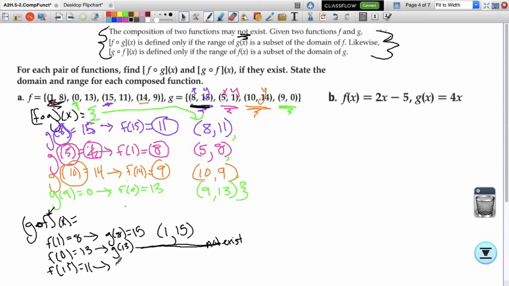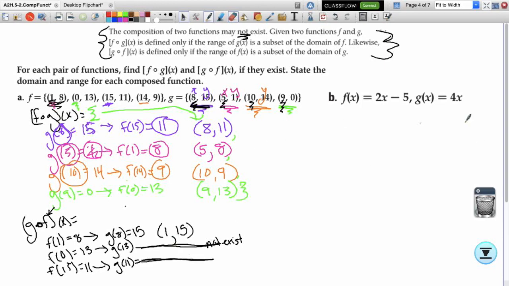We're going to plug 11 into our g function and see what happens. So 11, there is no 11 in our x's, right? We're looking here, here, here, or here. There are no 11s, so this one also does not exist.